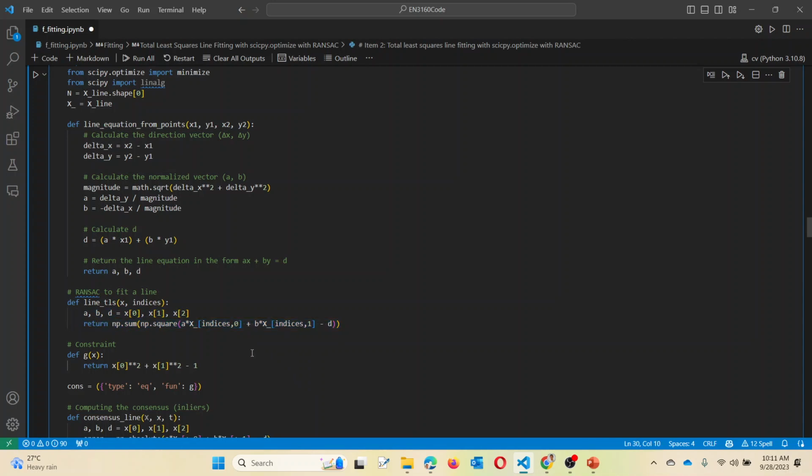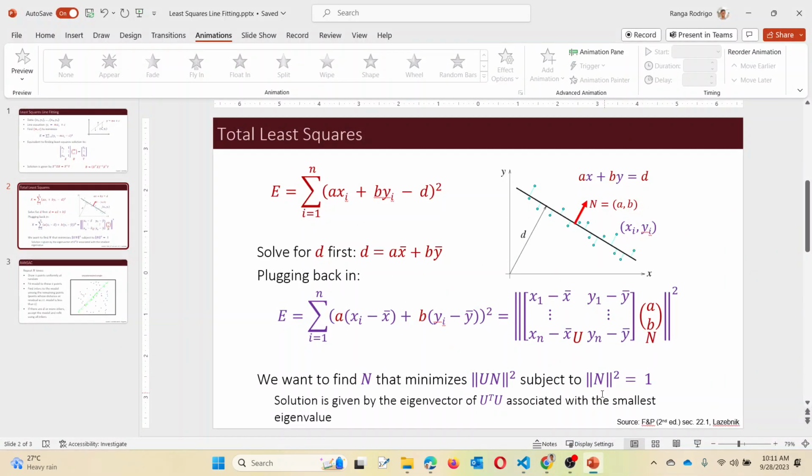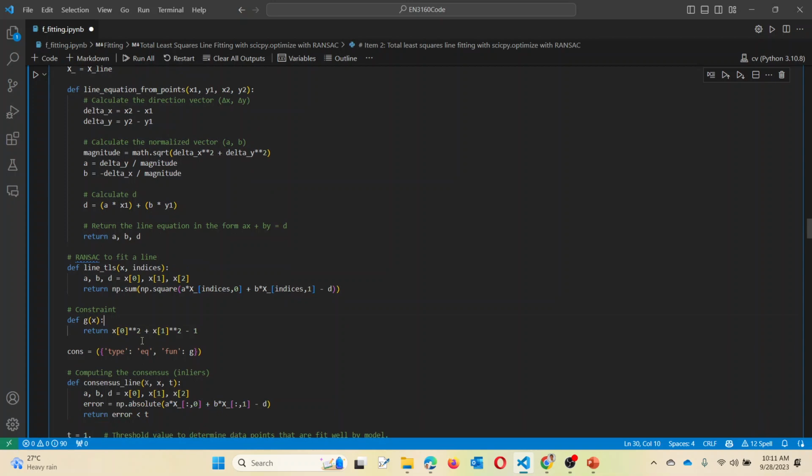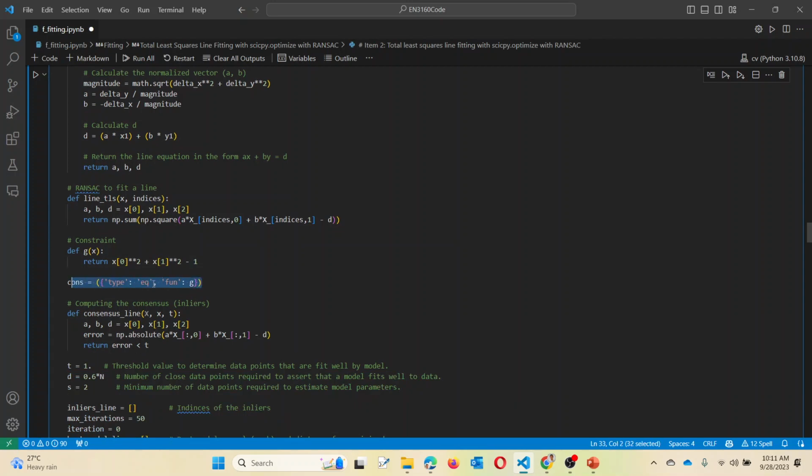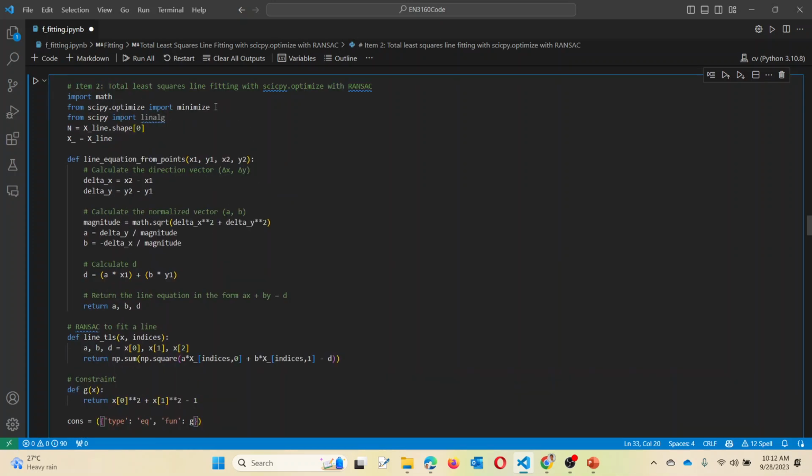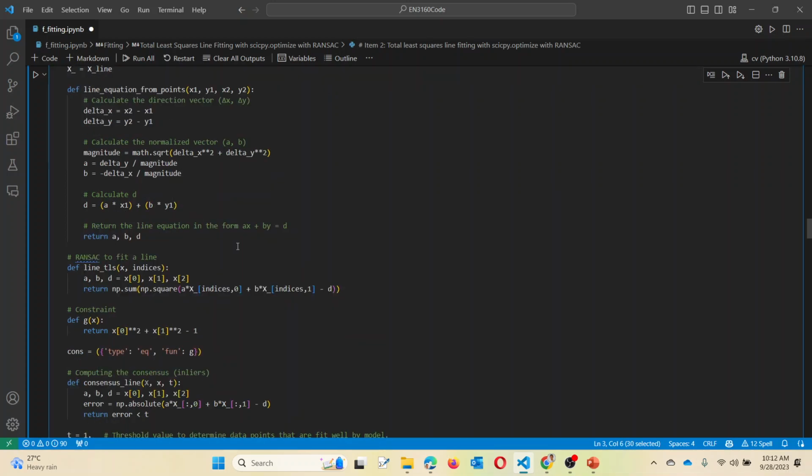Then remember, in total least squares we have to keep the n squared equals 1 constraint. So I'm defining that constraint g(x) equals x0 squared plus x1 squared minus 1. Here small x is actually a, b and d, so x0 is a, x1 is b. Please remember that. And then define the constraint here. It's an equality constraint. If you want more details about this, please look at the scipy minimize function's description. Also, you can look at the relevant section in Boyd's convex optimization book.